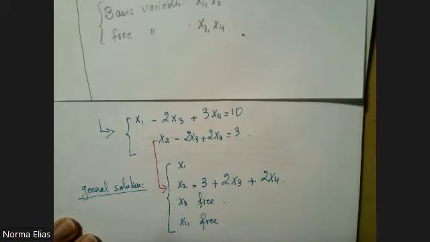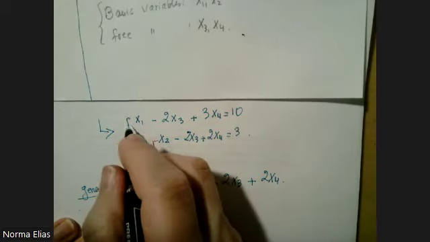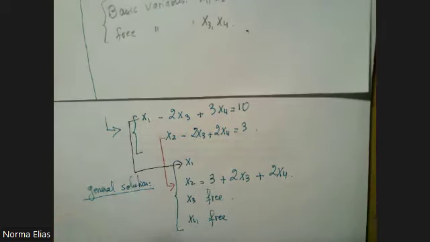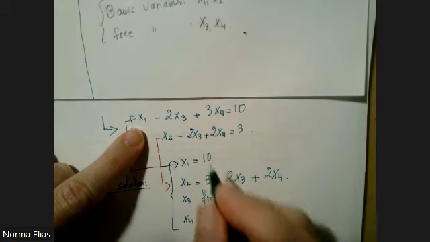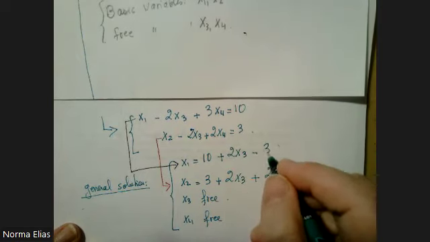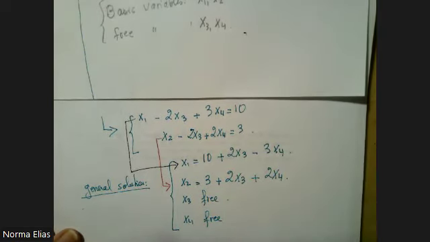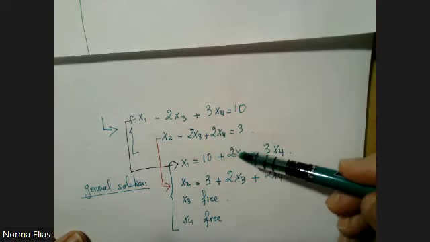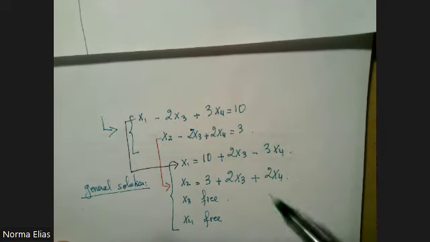Now I have x2. Now finally I need x1. I'm going to use the first equation to pick up x1. So x1 is going to be 10 plus 2x3 minus 3x4. Now, because I went to the reduced echelon form, I was able to solve all of them in terms of the free variables. If I had gone to the echelon form, it's okay, there is no problem with it. But then the first equation will have an x2 in it. So I need to do back substitution to be able to find x2.